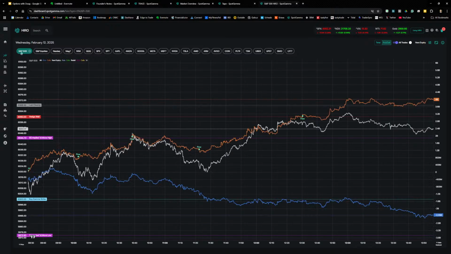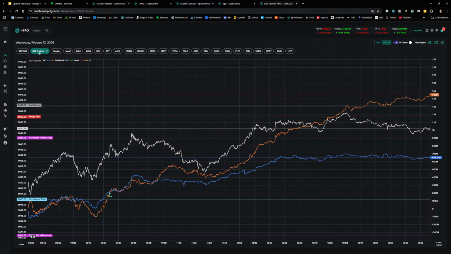Both are providing good signals today. The call line for the S&P 500 index component, and then really both lines for the S&P 500 equities, S&P equities.